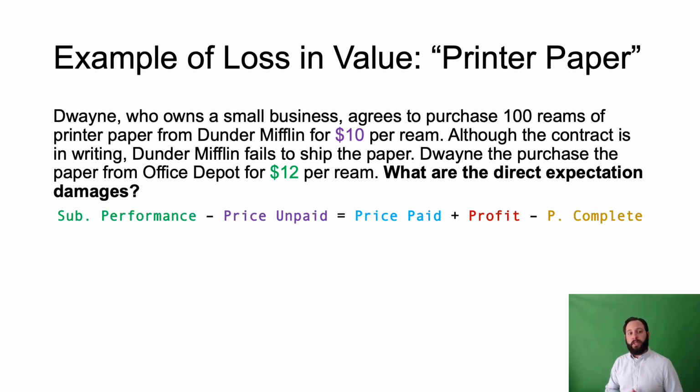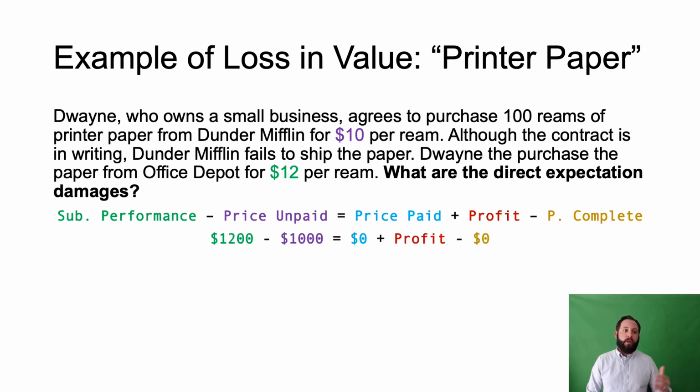Well, the formula is we're going to look at the cost of substitute performance, or the cost to complete the performance, minus whatever price has not yet been paid, the cost that was avoided, and that will equal the price paid plus the expected profit minus the performance that was completed, as we saw from our previous formula. So how does that look in practice here?